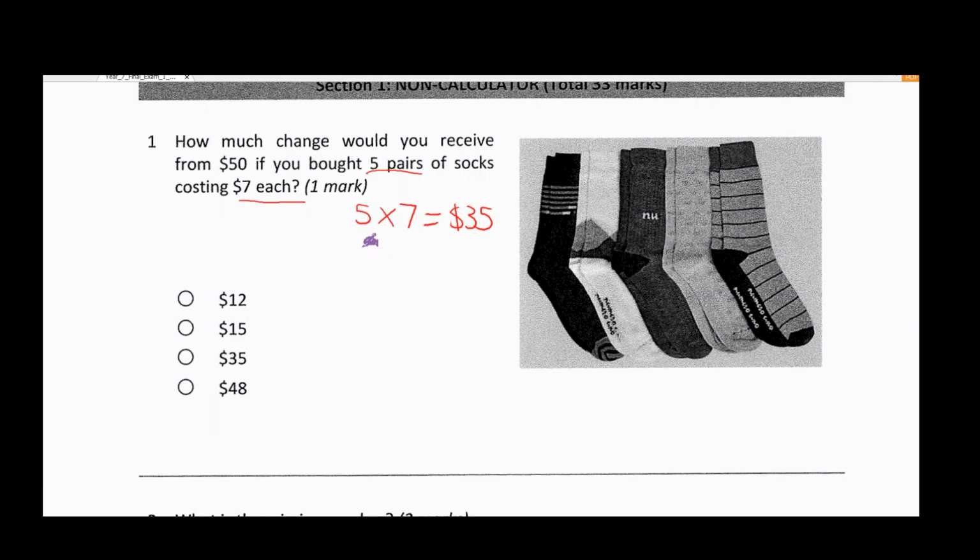And your change is going to be $50 take $35. 0 take 5 we can't do. We need to borrow. That 5 becomes 4. This becomes 10. 10 take 5 is 5. 4 take 3 is 1. $15. So it's this one here. What I'll simply do is I'll just give them a cross like that for the correct one.